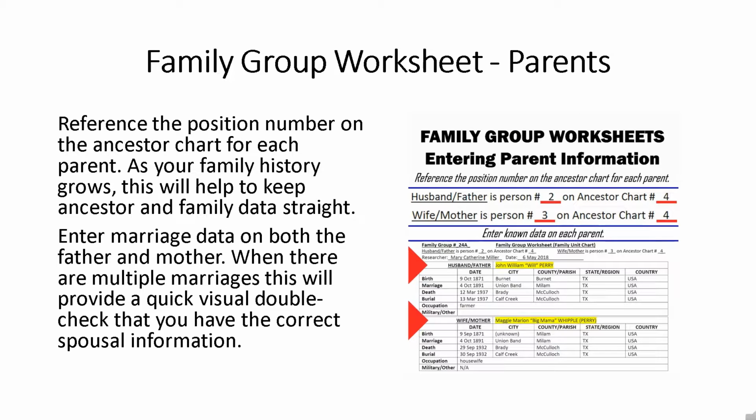The parents on the family group worksheet. Reference the position number on the ancestor chart for each parent. As your family history grows, this will help to keep ancestor and family data straight. Enter marriage data on both the father and the mother. When there are multiple marriages, this will provide a quick visual double check that you have the correct spousal information.